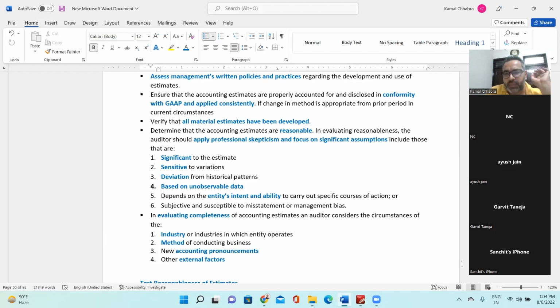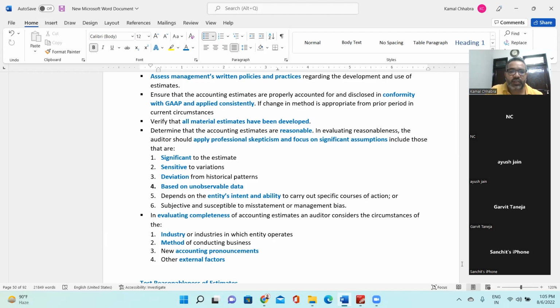If there is a change in method from the prior period in current circumstances, in that case, you need to evaluate whether the change is in line with the GAAP, and you need to give appropriate disclosure for the change and the impact of the change. Verify all the material estimates have been developed. Determine the accounting estimates are reasonable.